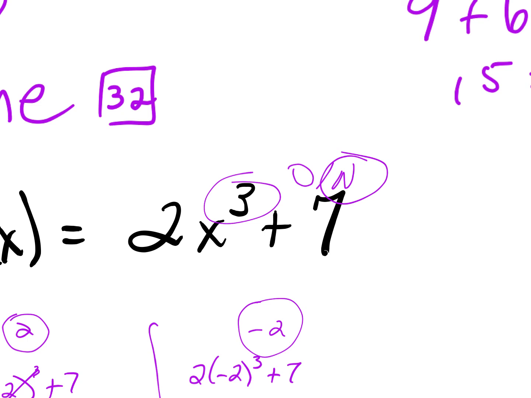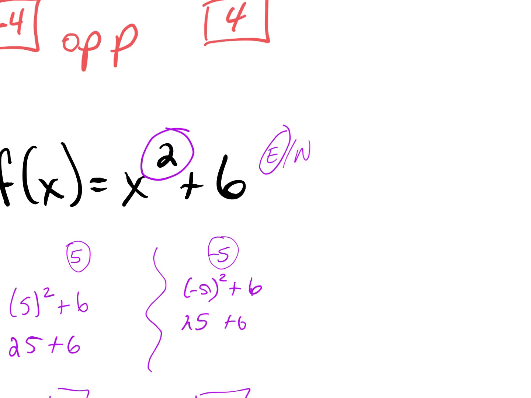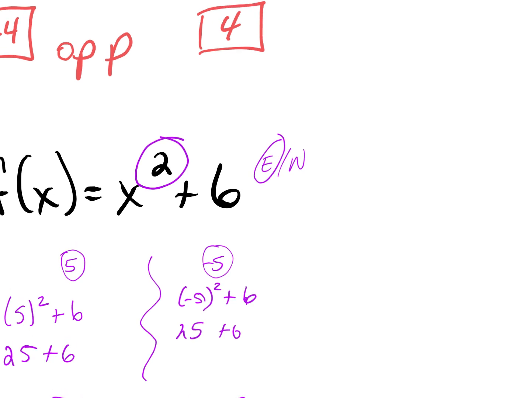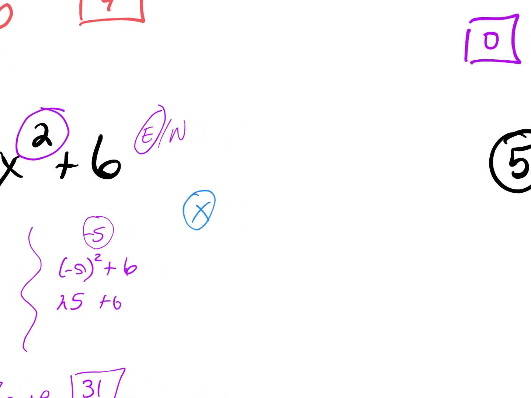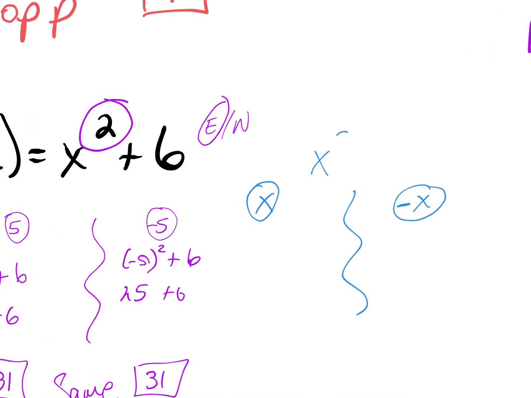You guys ever look this up on Khan Academy or something, and they're doing odd, even, neither algebraically? They're going to plug in, like I said, x and negative x and then compare. So look here. Say we plugged in x and negative x. My function is x squared plus 6, right? So I'm plugging in x. So x squared plus 6. Now I plug in negative x. Negative x squared plus 6.